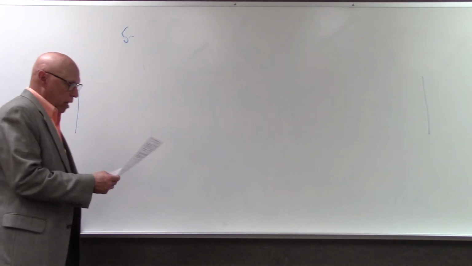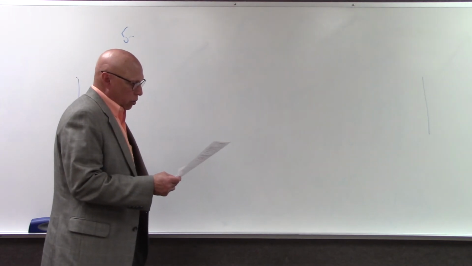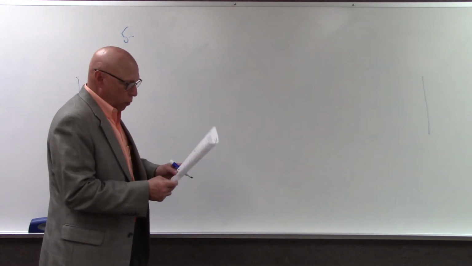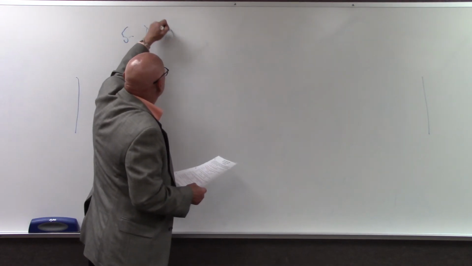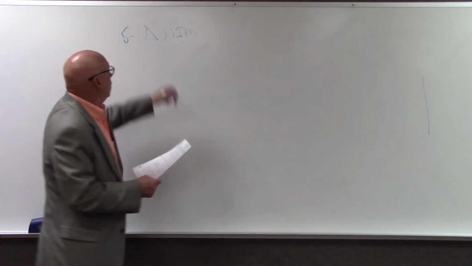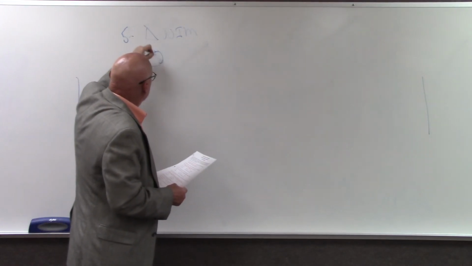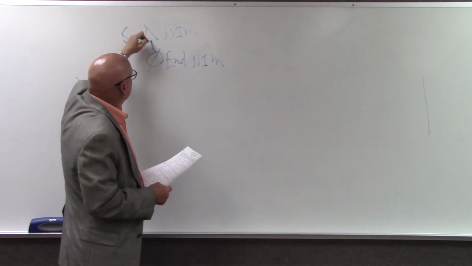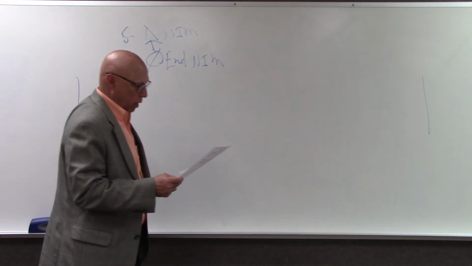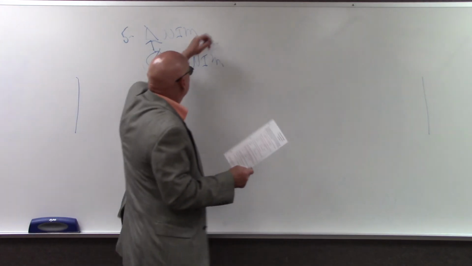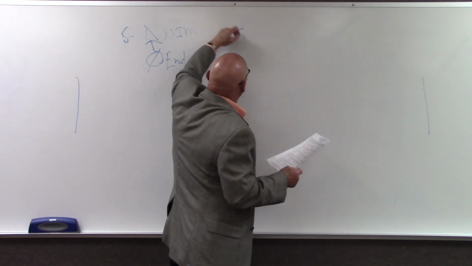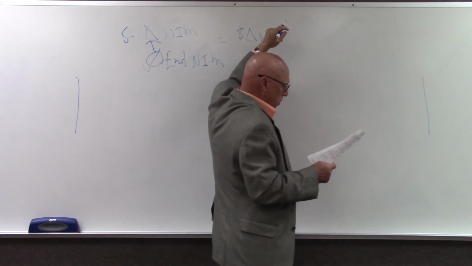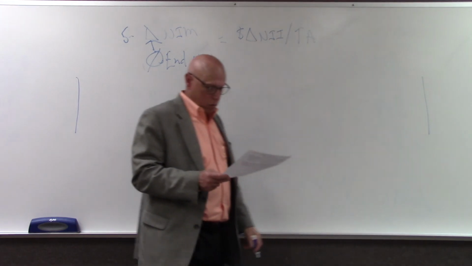Question number five. If interest rates on both assets and liabilities rise by 2% in the next 90 days, what should happen to this bank's net interest margin? So now what we're looking at is the change in net interest margin, not the ending net interest margin. We're looking for the change in net interest margin. Okay, and the change in net interest margin is equal to the dollar change in net interest income divided by total assets. Okay?